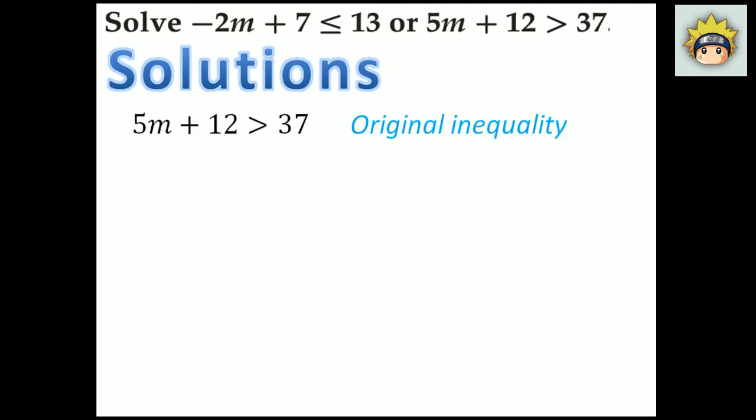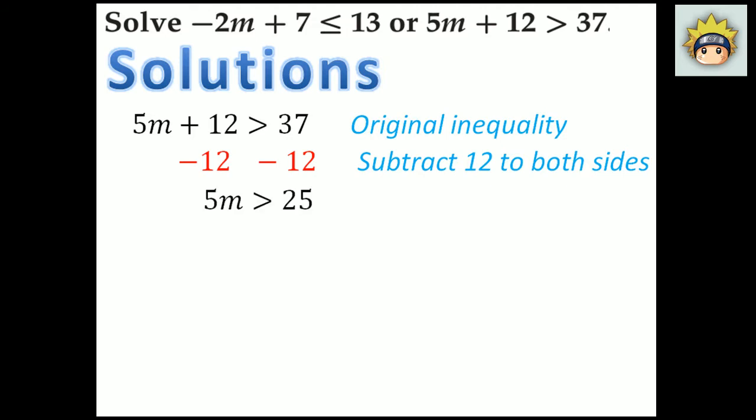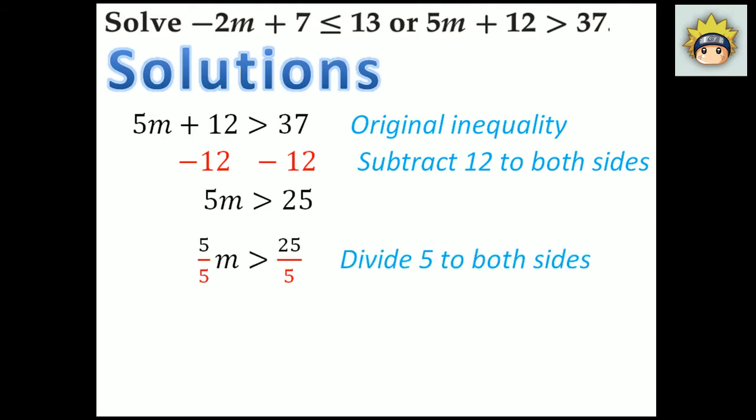That would be my solution to this inequality. The second inequality is 5m plus 12 is greater than 37. You subtract 12 from both sides, then you get 5m, which is greater than 25. Divide both sides by 5 because you're trying to get m alone, then you get m is greater than 5. That is your solution to this inequality.